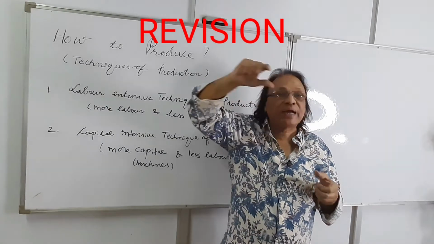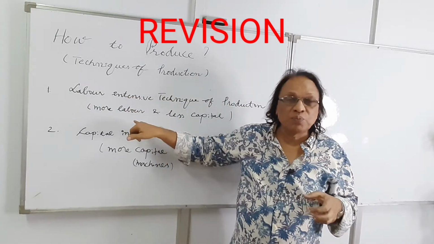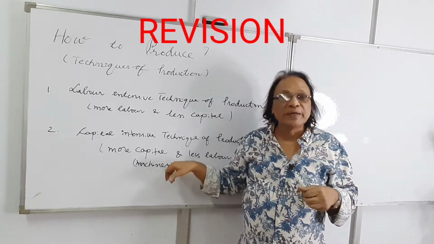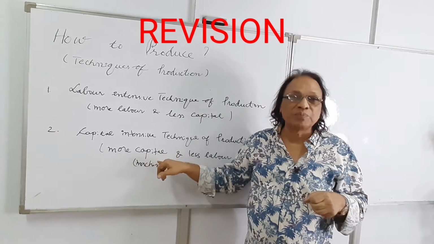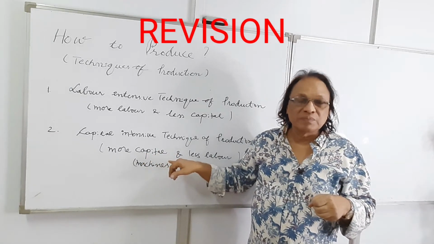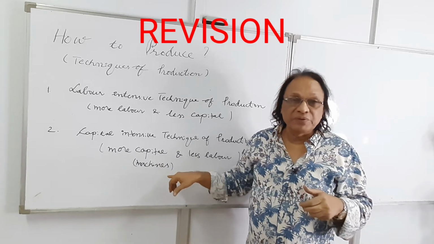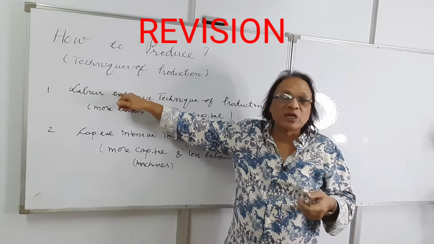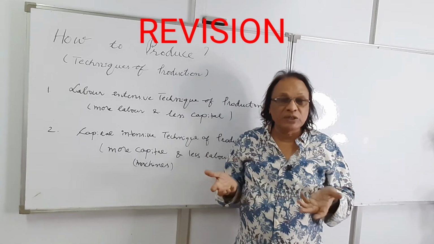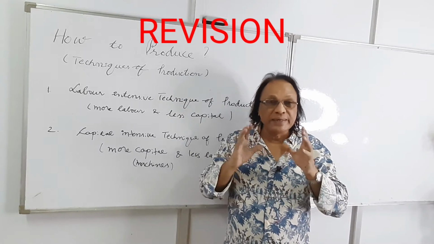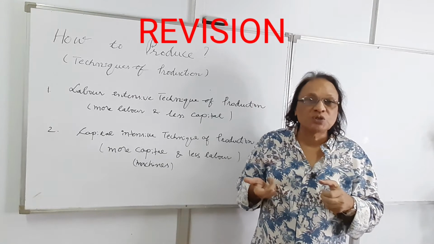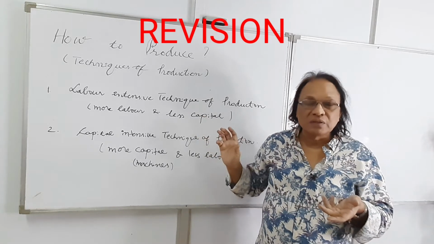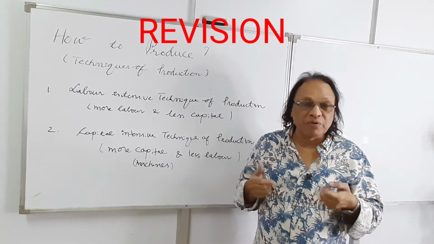Number one, under the capital intensive technique of production, we use more capital and less labor. This technique is mostly used in developed countries like USA, Japan, Germany, France, because in these developed economies labor is pretty expensive. So they go in for machines. The second technique is the labor intensive technique of production. Under this, we use more labor and less capital. This technique is mostly used in developing countries like India and underdeveloped economies, because here there is plenty of cheap labor available.